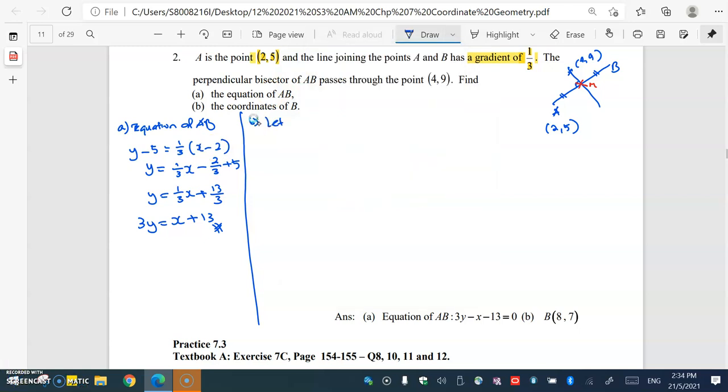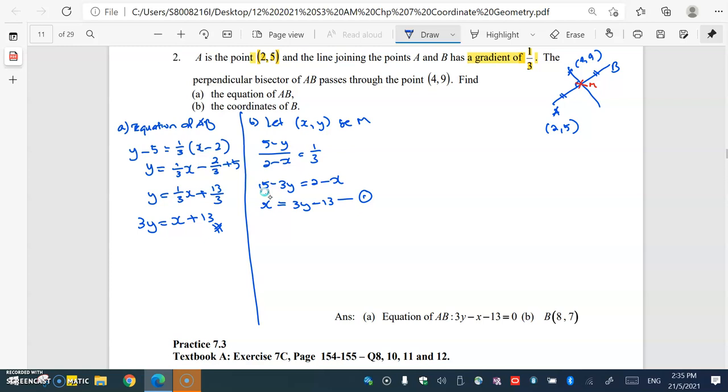So if I let (x, y) be M's coordinates, the gradient of AB is (5 minus y) over (2 minus x). This is actually 1/3. Simplifying this, I get 15 minus 3y equals 2 minus x. I can therefore say that x is as good as 3y minus 13. Right, this is my first equation.